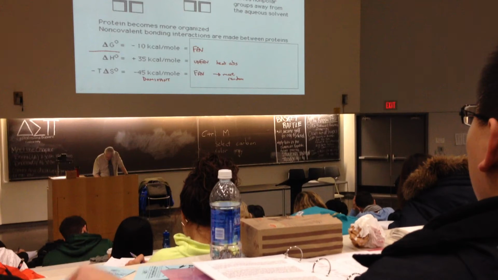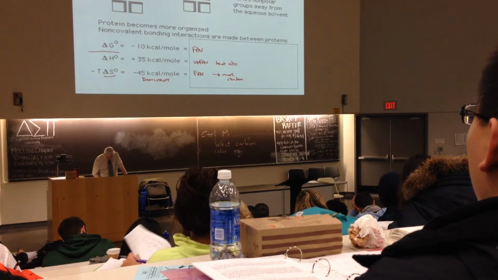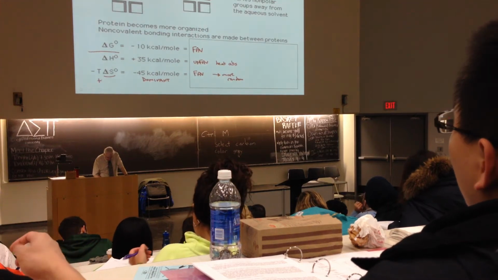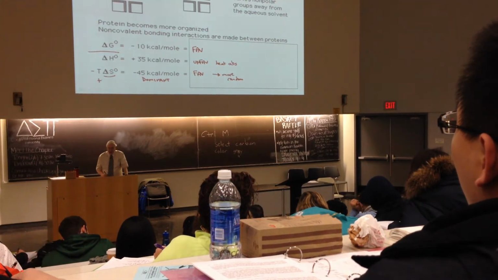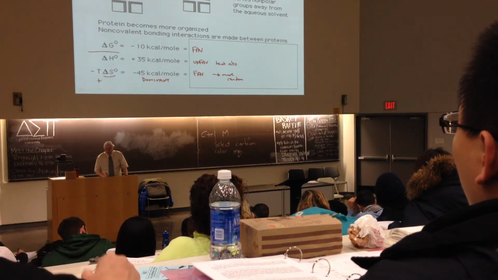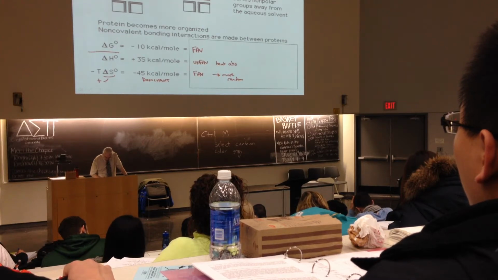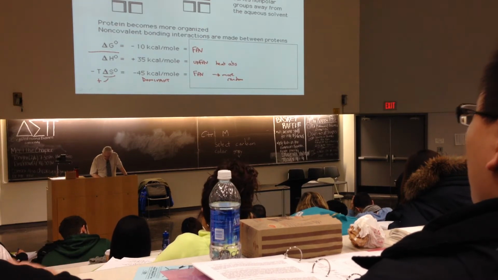Now remember here, this means that that's negative, then this must be positive. In order for this to happen, T is always plus. And so if minus absolute degrees Kelvin times delta S is minus 45, then delta S is plus, and that means a gain in entropy or gain in scrambledness. That's what the data say.